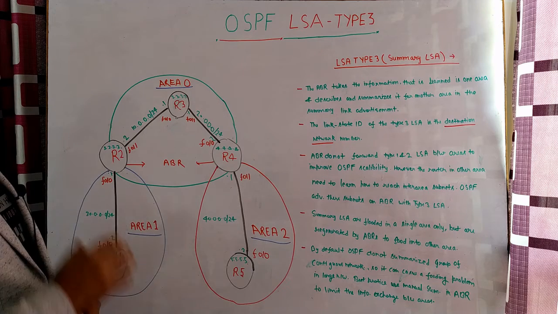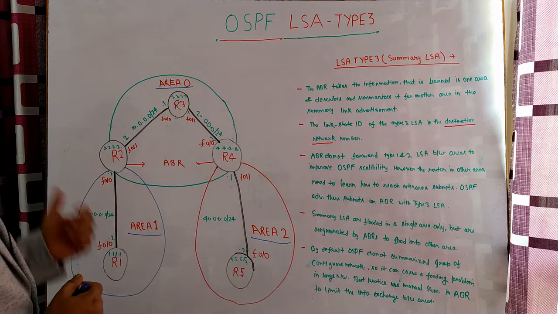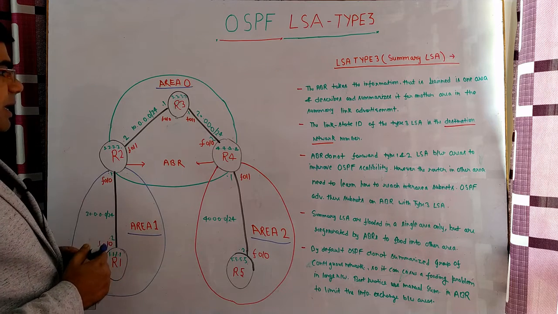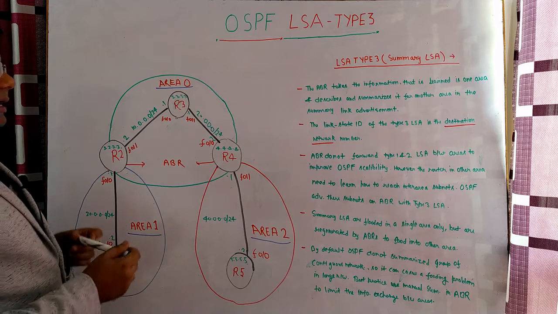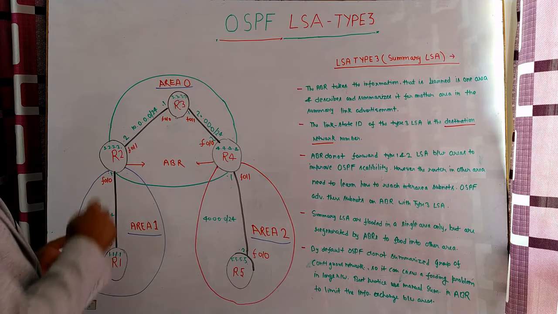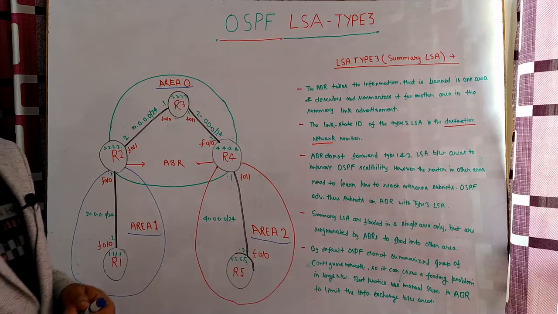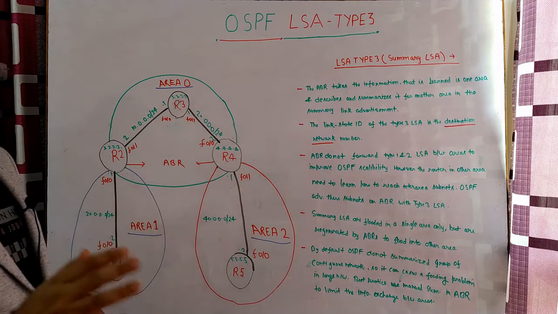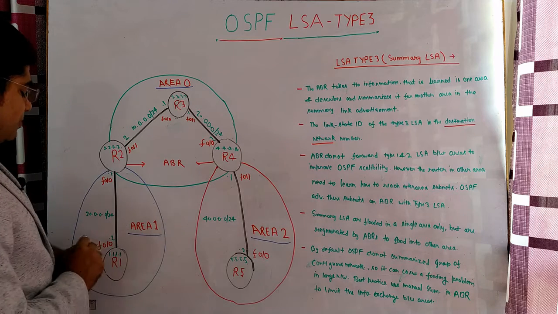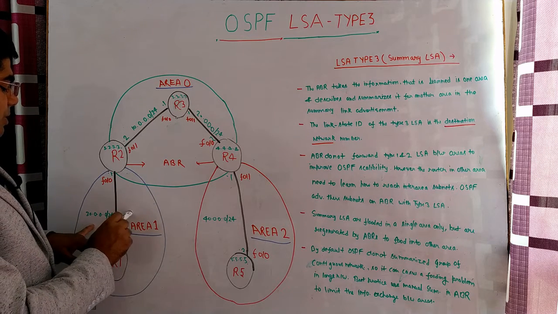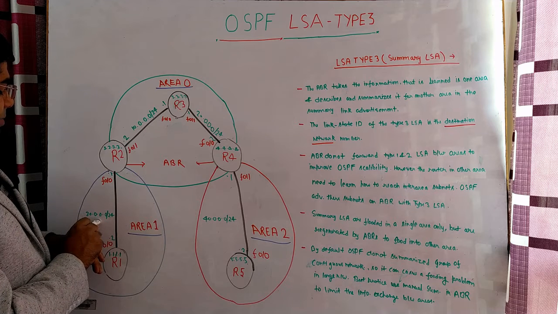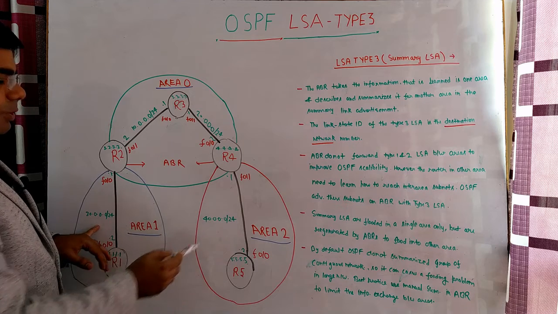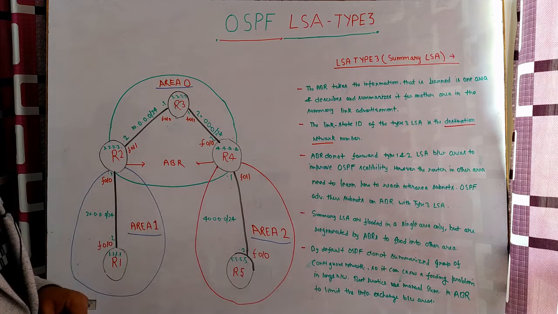So the ABR takes the information that is learned in one area and describes and summarizes it for another area in the summary link state advertisement. The link state ID of type 3 LSA is the destination network. As we have seen in LSA type 2 and type 1, there is one link state ID. Here in type 3, that link state ID field will contain the network information. If you look at the LSA, you will have the 30.0.0.0 network, and in the same way the 40.0.0.0 network in the place of the link state ID.